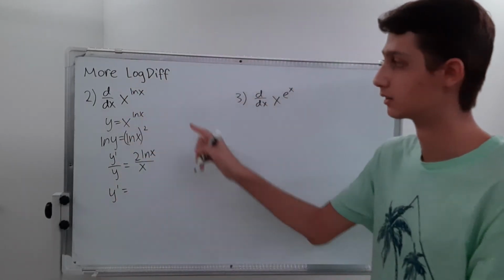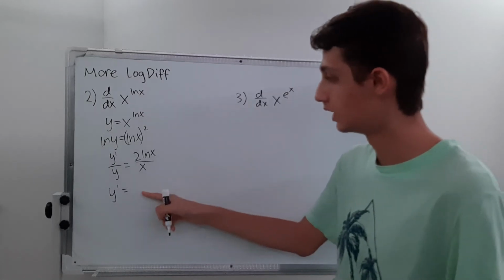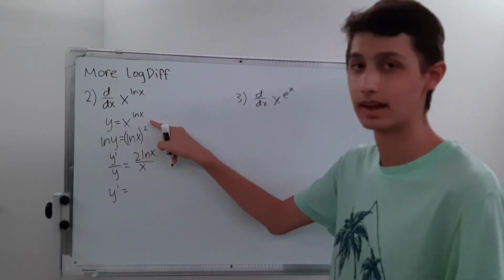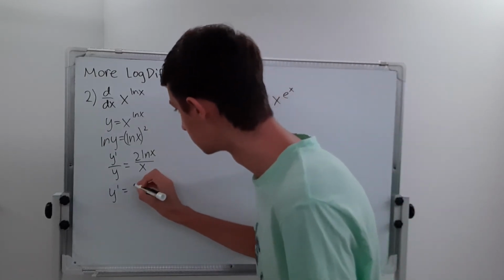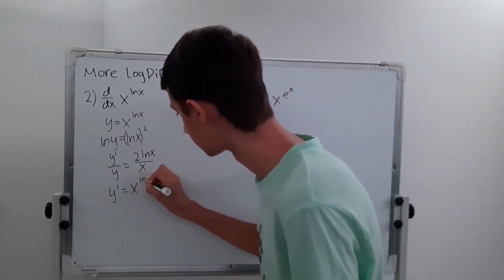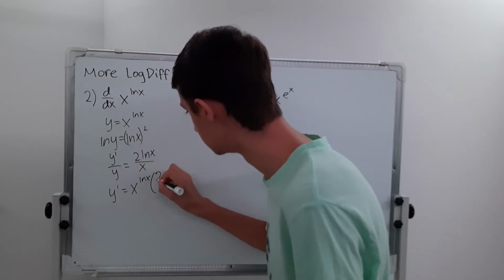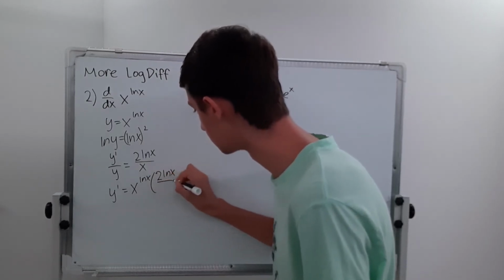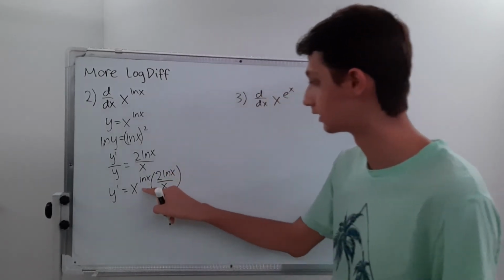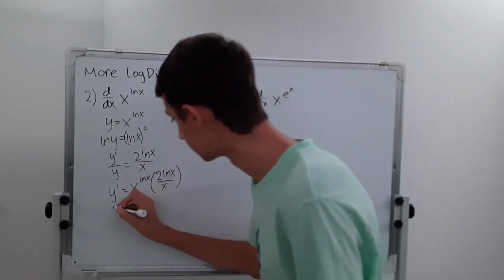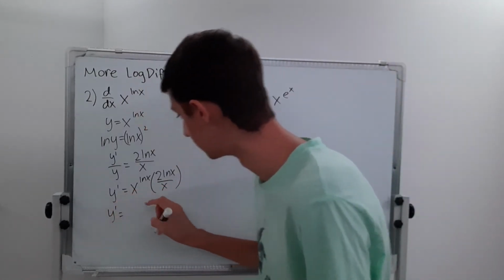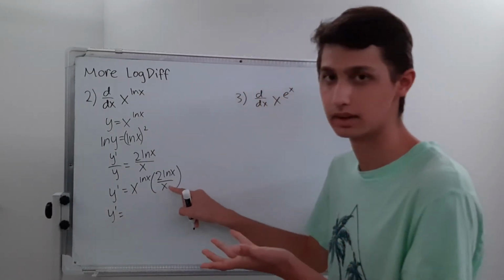Okay, and so now we just multiply by y. We get that y prime, or just dy/dx, or really just the derivative of this, is equal to, well, what's y? That's x to the ln x. So this is going to be x to the ln x times 2 ln x over x. And you can simplify this by saying this is x to the (ln x minus 1) times 2 ln x.